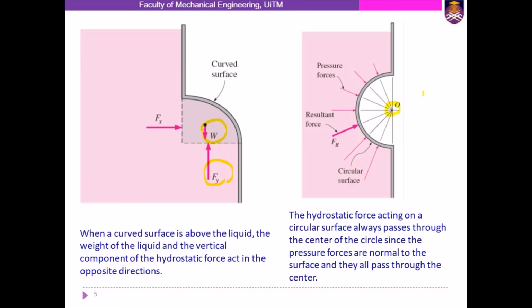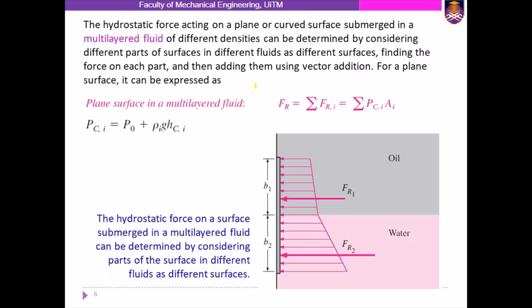So this is Fr. And finally, the hydrostatic force acting on a plane or curved surface submerged in a multi-layered fluid. If the fluid does not consist of one type of fluid only, for this example, we have oil and water. So this is a multi-layered fluid of different densities. It can be determined by considering different parts of the surface in different fluids as different surfaces, finding the force on each part and then adding them using vector addition.